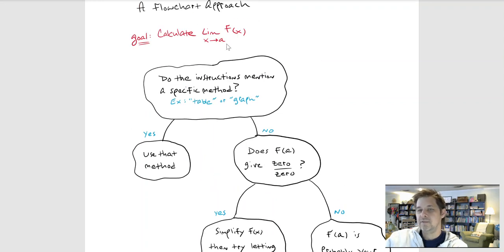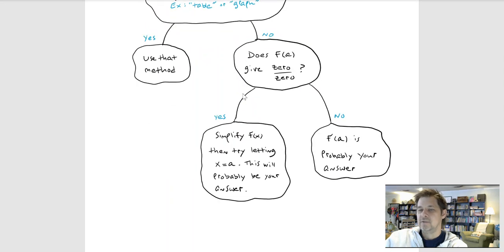When you plug in this number a into that function, does it give you 0 over 0? Okay, if it doesn't, then whatever you get when you plug that number in is probably your answer. Now, I say probably because although in our assignments it's always going to be the answer, it is possible that somebody could create a really unique problem that defied this. All right, but let's just say that if you plug in the number a and you don't get 0 over 0, whatever you do get is going to be your answer.